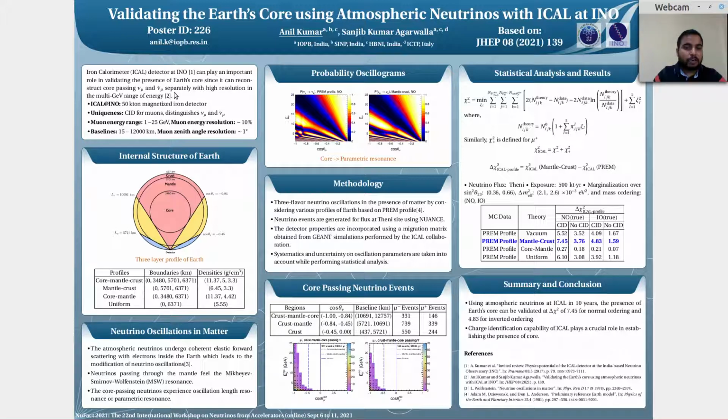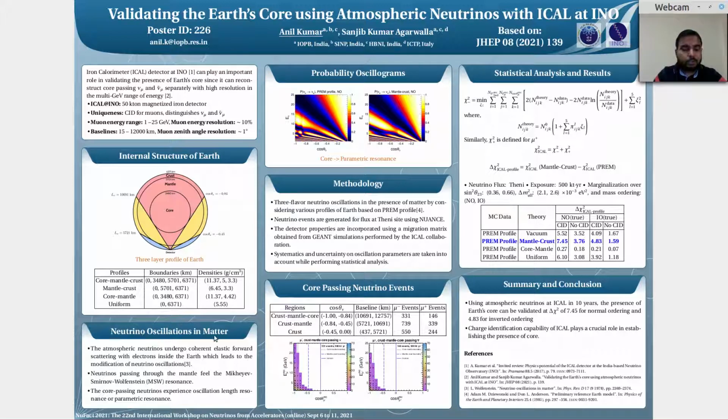The ICAL detector at INO can distinguish neutrinos and antineutrinos separately in the multi-GeV range of energy, with a muon energy resolution of about 10% and an excellent angular resolution of less than 1 degree. In this work, we consider a simple 3-layered structure of Earth which has core, mantle and crust, and based on that we consider a few profiles, for example the core, mantle, crust profile, and a 2-layered profile of mantle and crust which does not have a core, and similarly some other profiles like core and mantle, and uniform density.